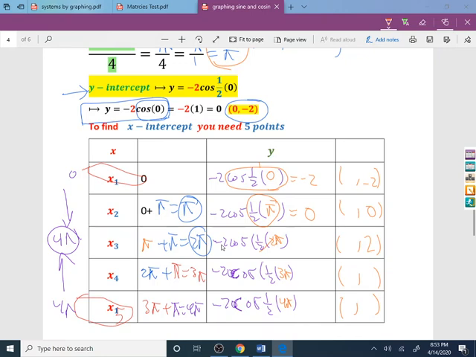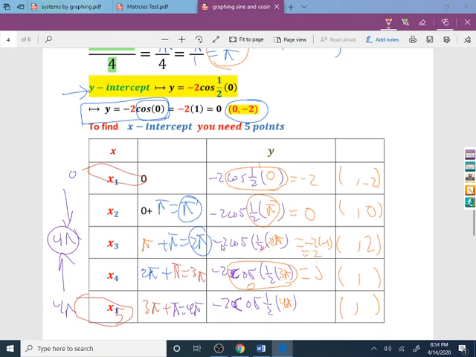3 pi over 2. Cosine 3 pi over 2 is 0. Cosine 3 pi over 2 is negative 1? This guy equals 0. And this guy, negative 2 times negative cosine pi, negative 1, is equal to 2.